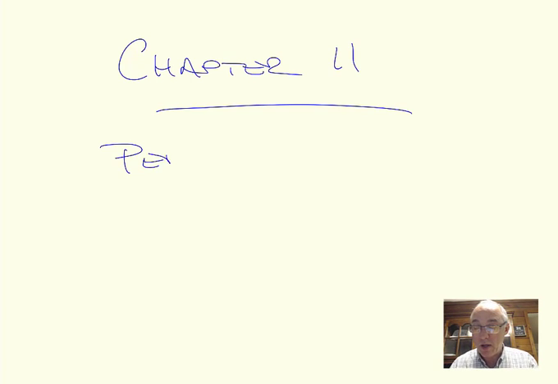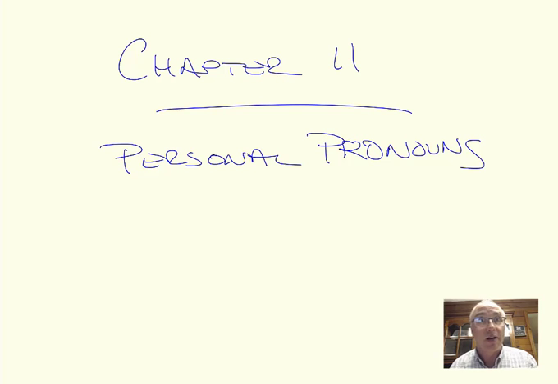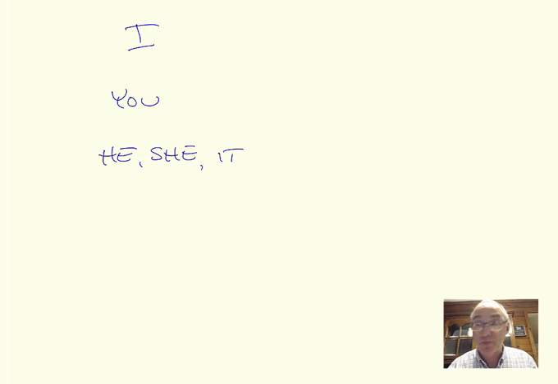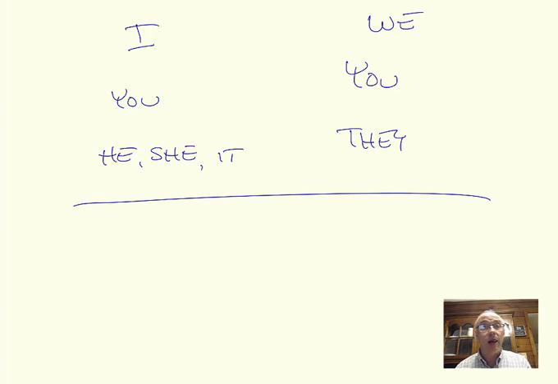We're now on to Chapter 11, Personal Pronouns. And personal pronouns are exactly as the name suggests. Have you thought about it? Pronouns stand in place of nouns, and persons, it's just that, talks about people. I, you, he, she, it, we, y'all, and they. These are your personal pronouns.